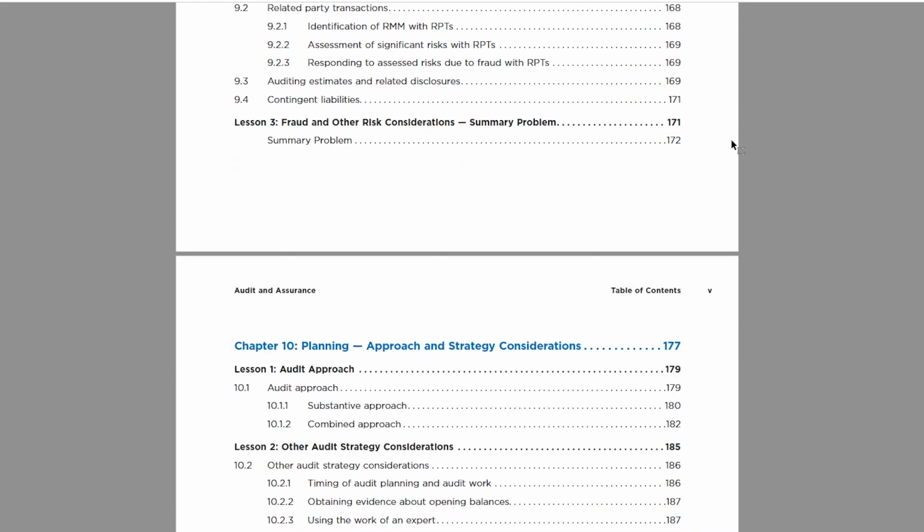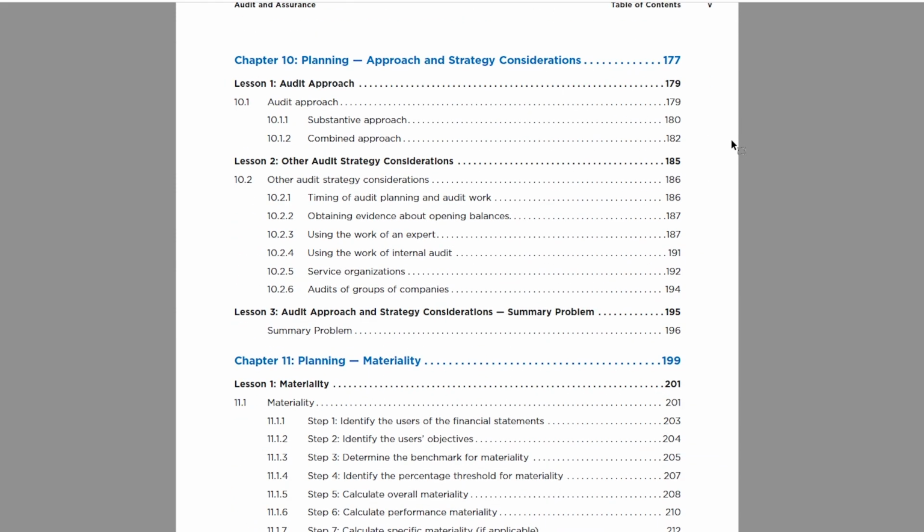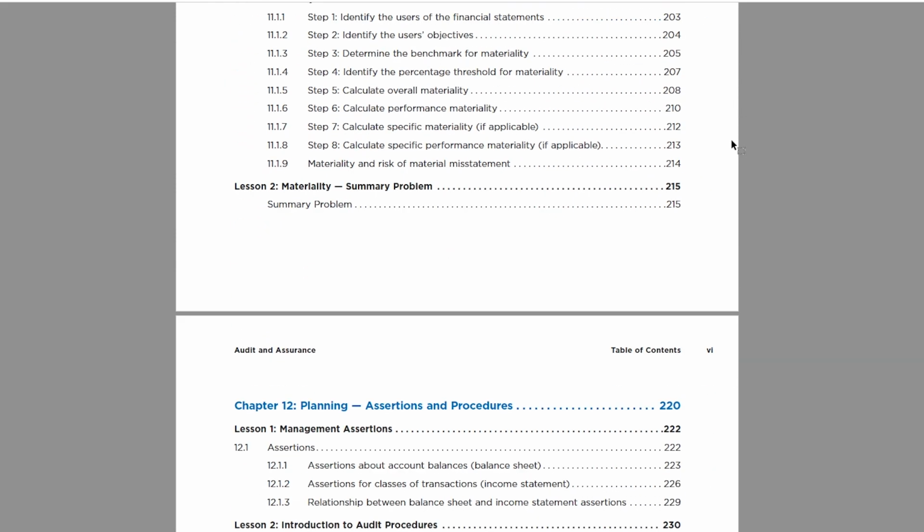A good study strategy for these uncommon AOs is to study the related CAS standard. Unfortunately, the ebook doesn't really divide its chapters per CAS standard. It's divided into the audit planning phases.